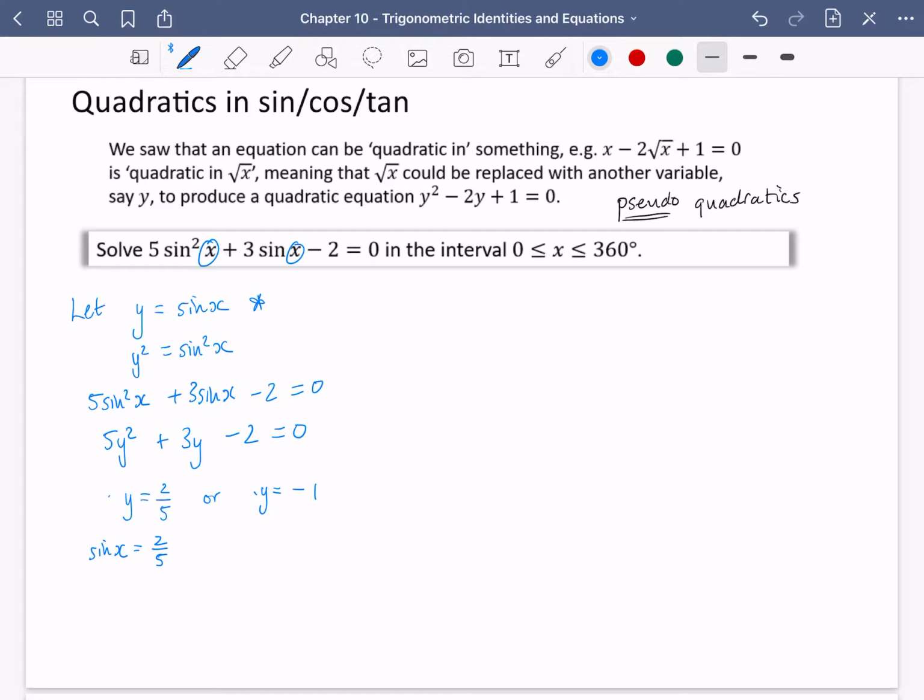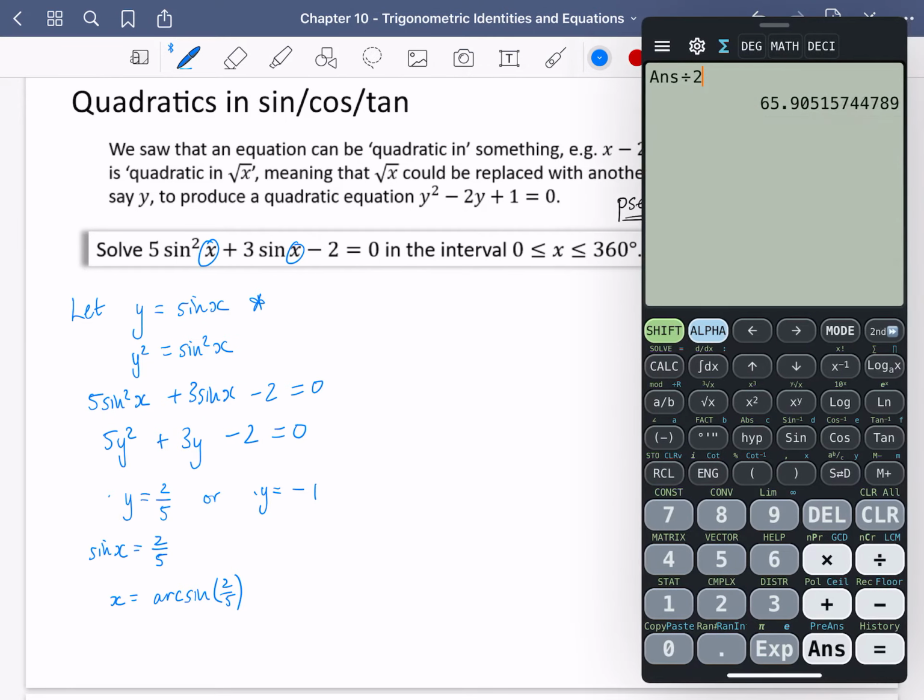And then we can just go about solving that equation in the usual way. So our first value for x is going to be arcsine of 2/5. I will grab my calculator here and clear all of this. So I'm going to do the inverse sine of 2/5, and my answer is 23.6 degrees. And then if I want to find my second solution, we know for sine, you just do 180 minus the answer, and so we get 156.4 degrees.